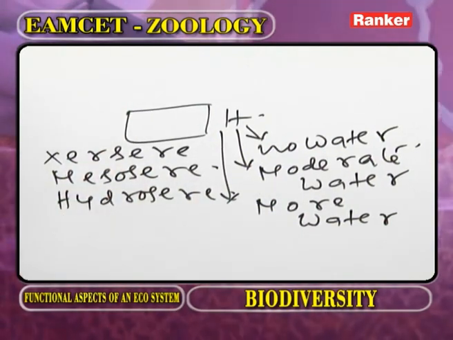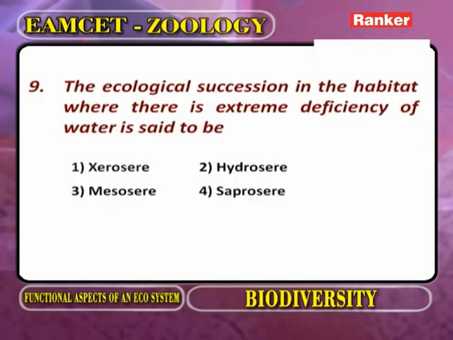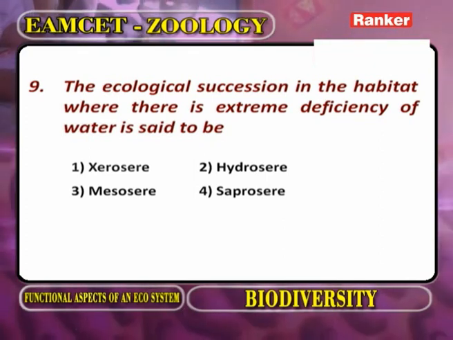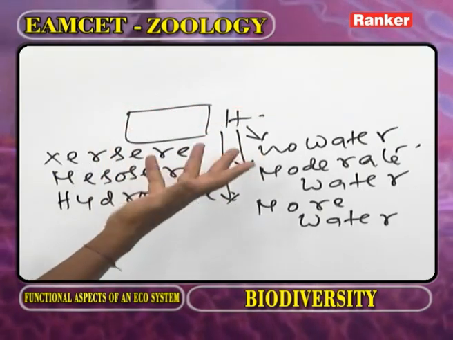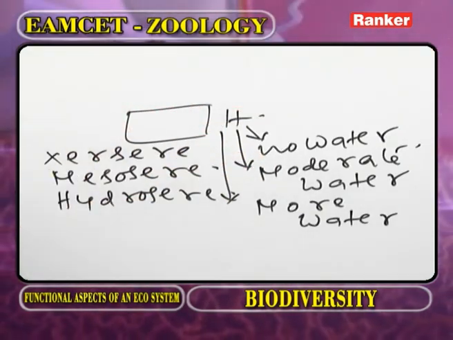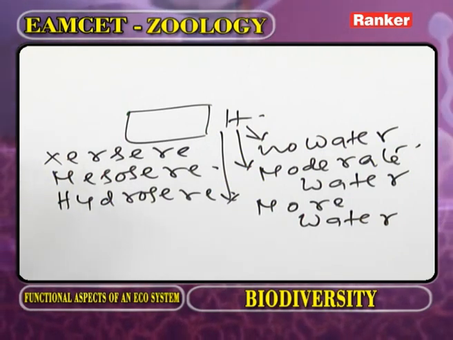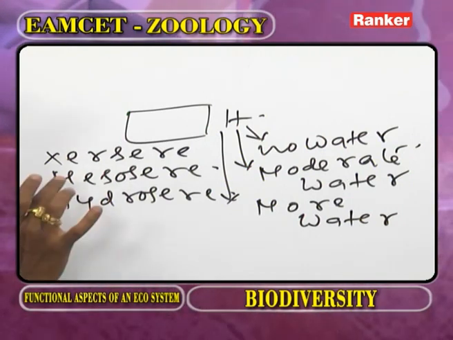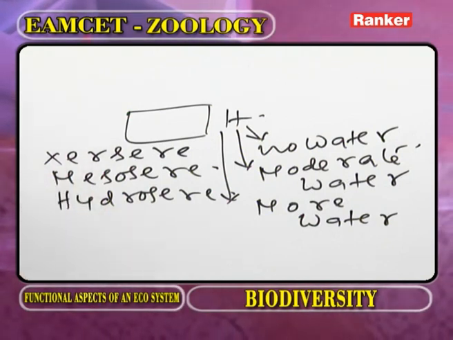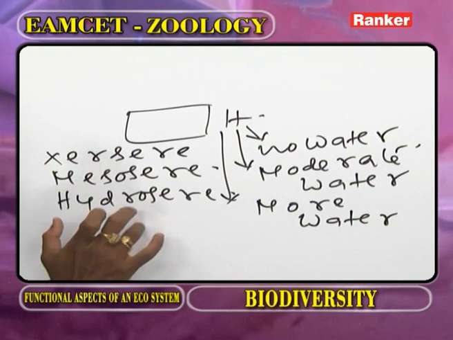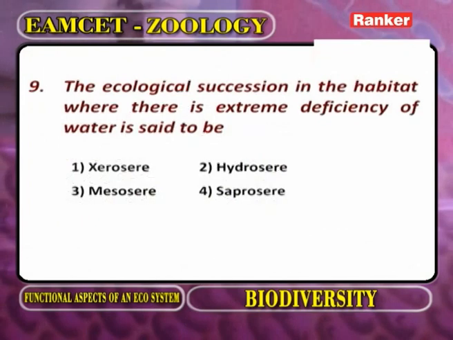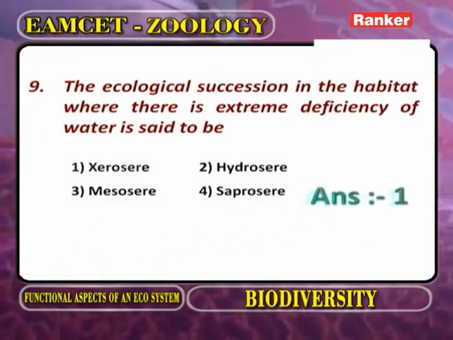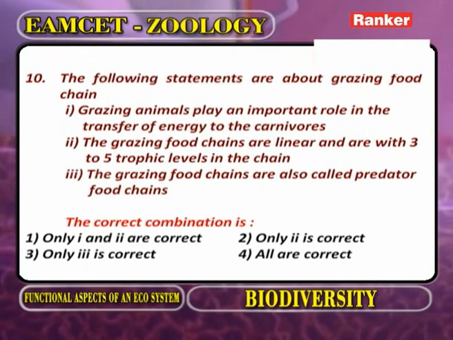Now, based on this information, we have to observe the question. The ecological succession in the habitat where there is extreme deficiency of water. Now this is the habitat. In the beginning there is no water. That we call xerosere. Later in this habitat, a moderate amount of water is present, mesosere. Finally it is occupied by more water. That we call hydrosere. Now based on this information, the correct option for this question is the xerosere. Now we go for the next question.